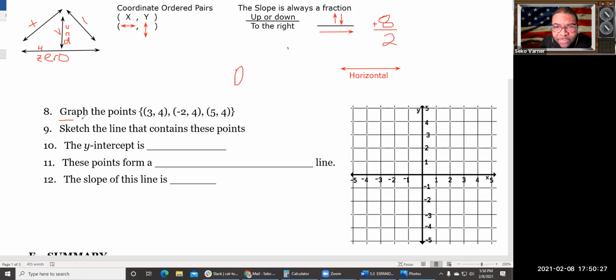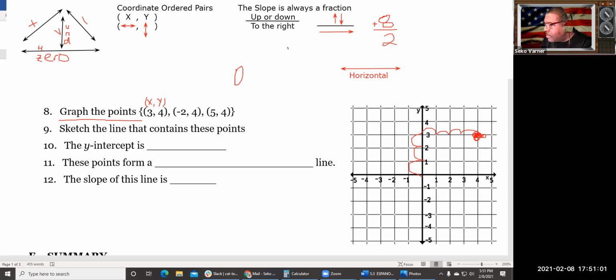Okay. So graph the points. Here's our X, here's our Y. All of them are in that ordered pair format, right? X, Y, X, Y, X, Y. So 3, 4. 1, 2, 3, 1, 2, 3, 4. All right, so that one is right here. Kind of messy, but you get the point.